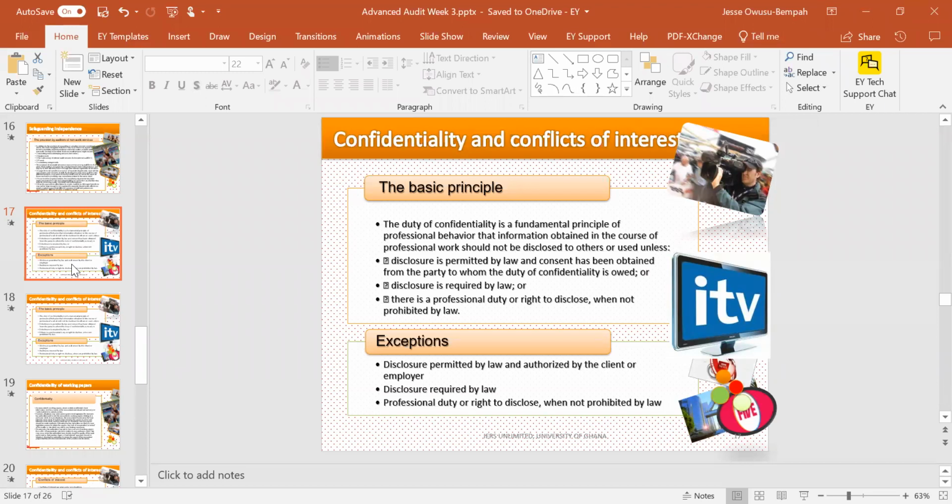So you need to keep in mind that there's a baseline requirement for confidentiality, and that you always need to be confidential, because the information that the client gives to you is very precious information. No one has it. It's just because you're in a position as an auditor that you have that information. So you should not disclose it unless the exceptions require it.